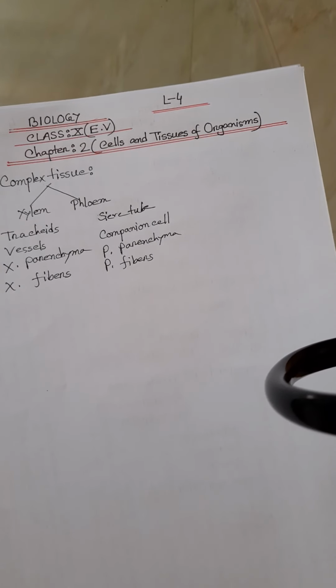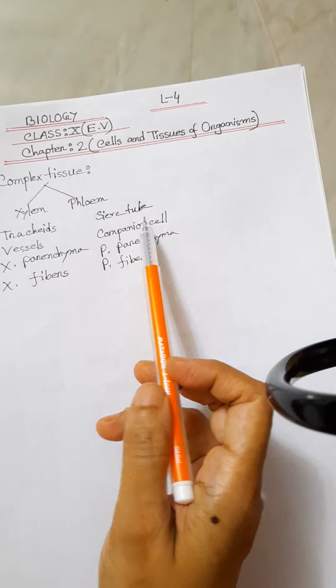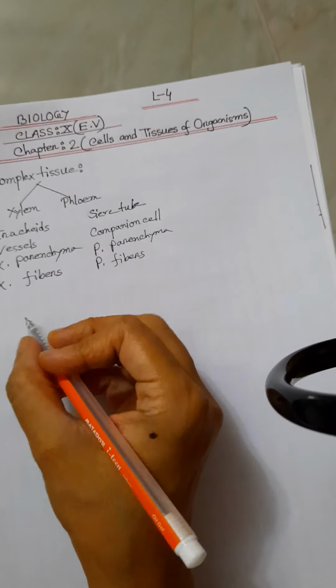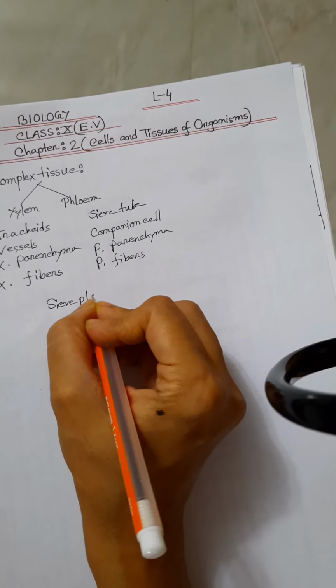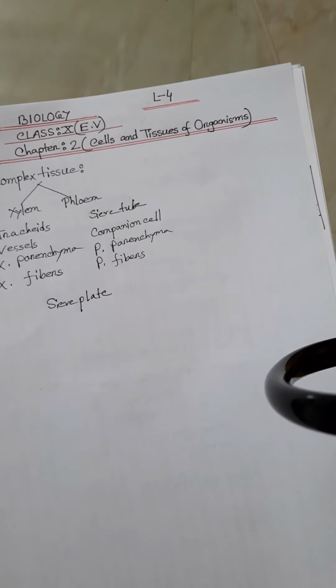First one, sieve cell. This is a special type of cell. Sieve cells are arranged end to end and make a tubular structure called the sieve tube. The cells are separated from each other by a sieve-like plate called the sieve plate. So the sieve plate is found in the sieve tube. Sieve plate, P-L-A-T-E.